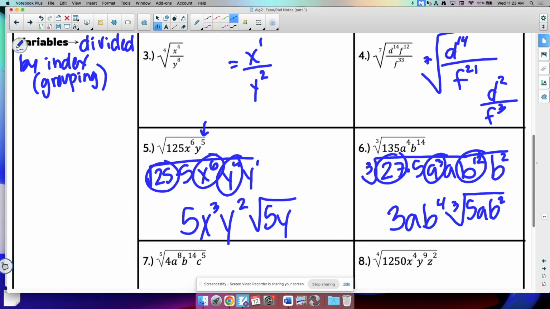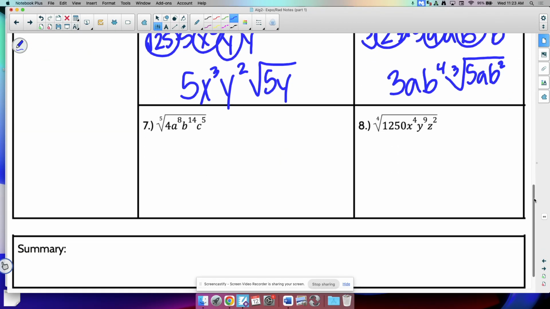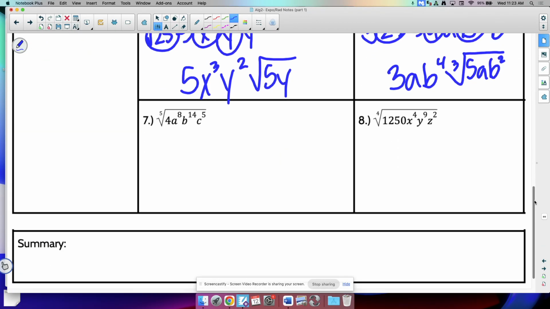Next one, what sort of groups are we looking to take out? 5. So number-wise, you look at the 4. Do any 5 powers break down a 4? No. A to the 8th. Is 8 evenly divisible by 5? No. But how would we want to break it down? So what number is divisible by 5?